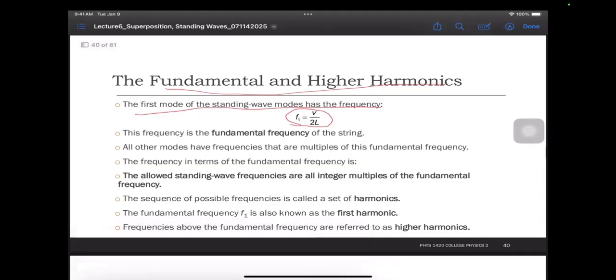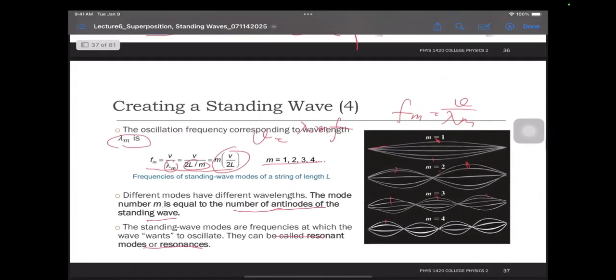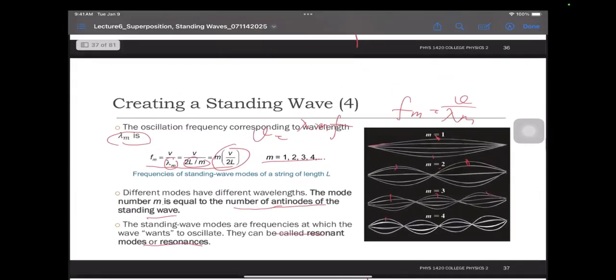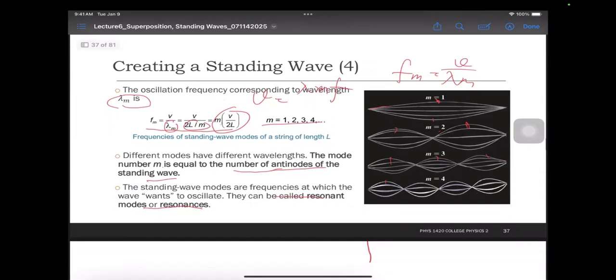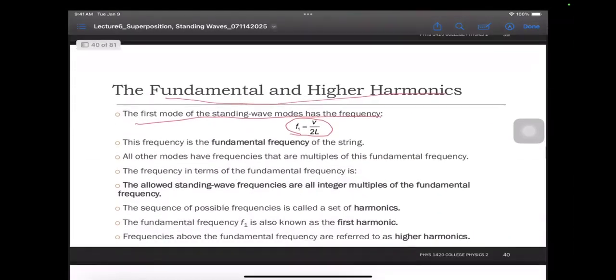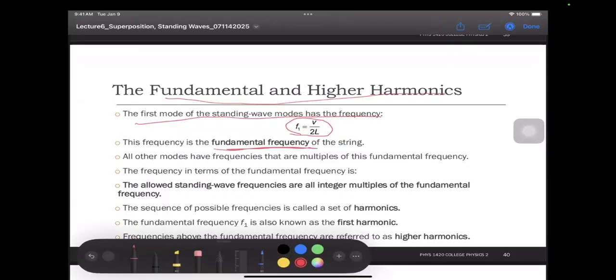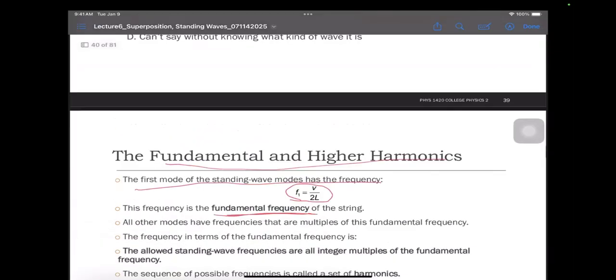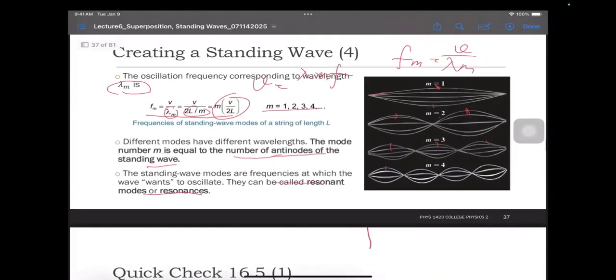You can see here this is f_m. The first means m equals 1, am I right? So f_1 equals v divided by 2L. We call this the fundamental frequency. All other modes have frequencies that are multiples of this fundamental frequency. You can see here, the other modes are just multiples by m. Does it make sense to you?